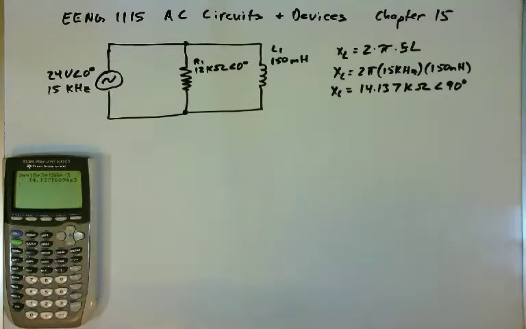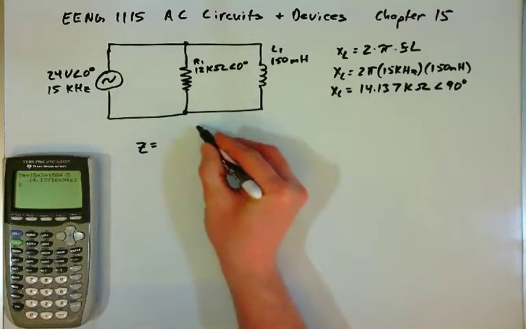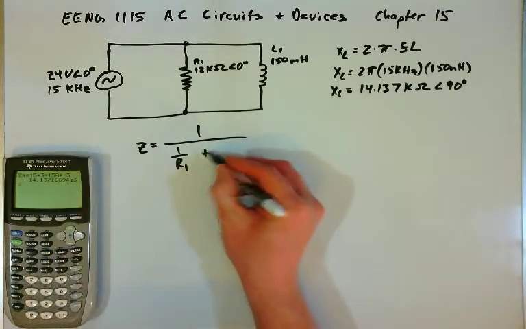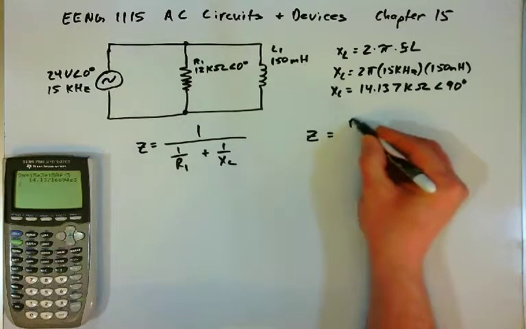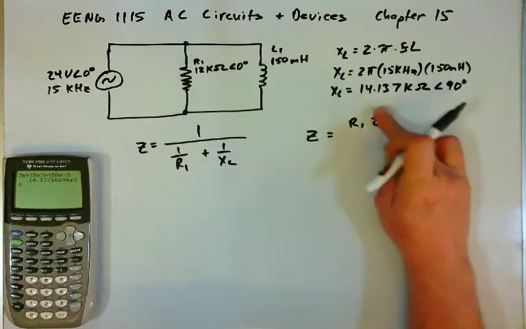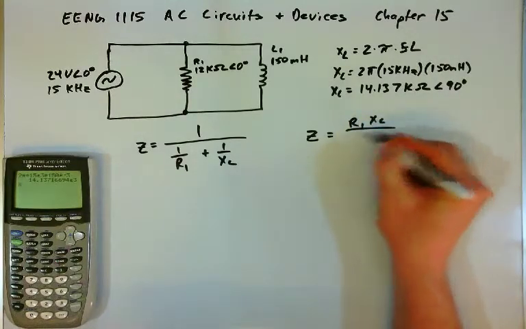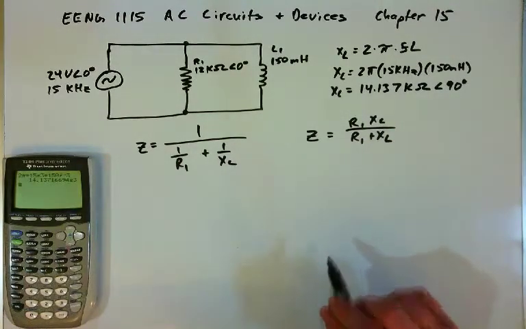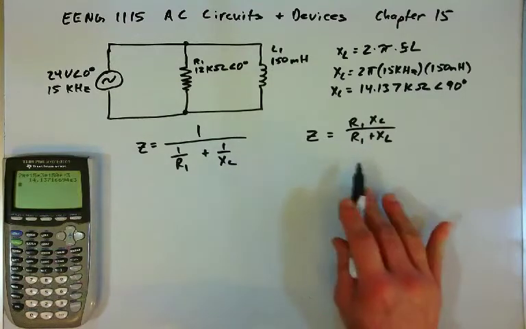Now the resistor and the inductor being in parallel, we need to find the impedance, and there are two ways to do this. You're familiar with these. We can take the reciprocal of the sum of the reciprocals, or we can use the product over the sum. Now with these vectors, I prefer the product over sum. It seems to be a lot easier.